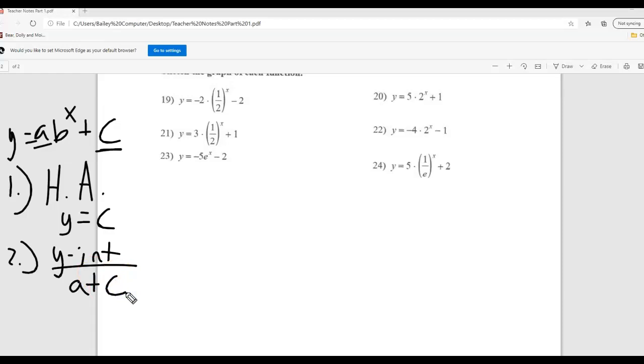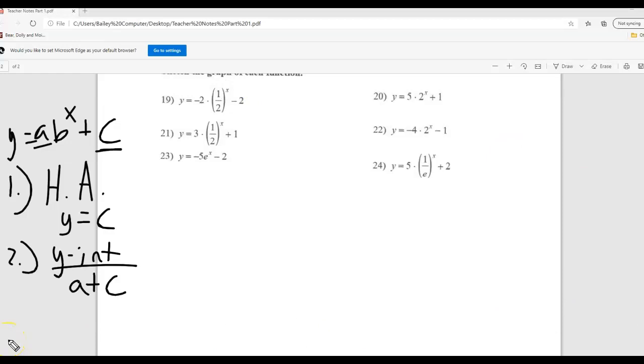The reason why that strategy works is because when you plug in 0 for x here, this piece goes away, it just becomes 1. And so when you multiply 1 by the A, you're just left with the A. And so you're just basically left with combining A and C together. So that's why it works.